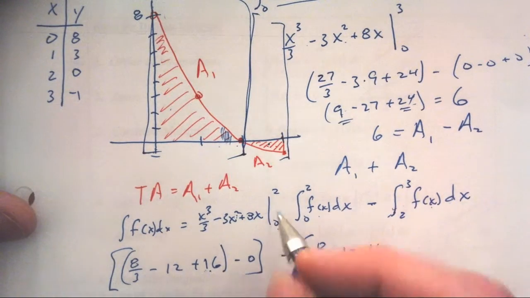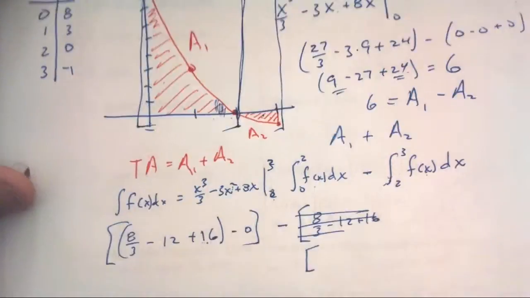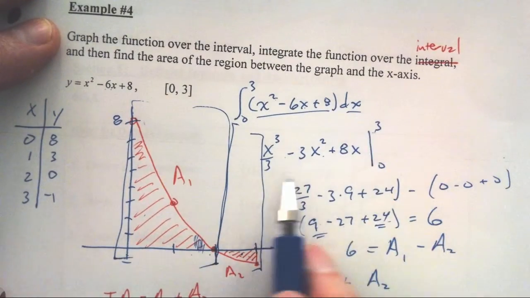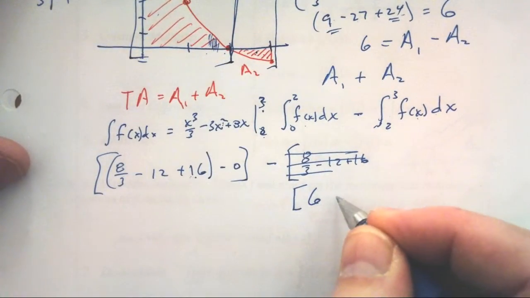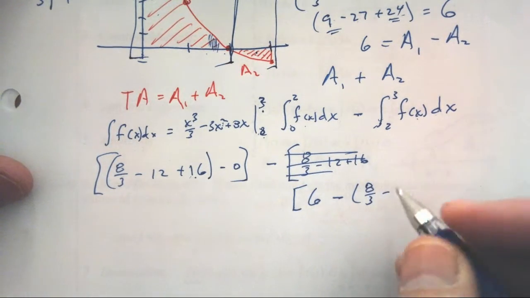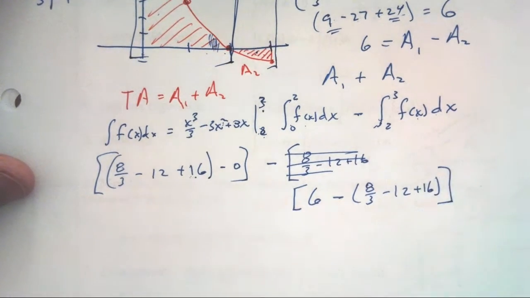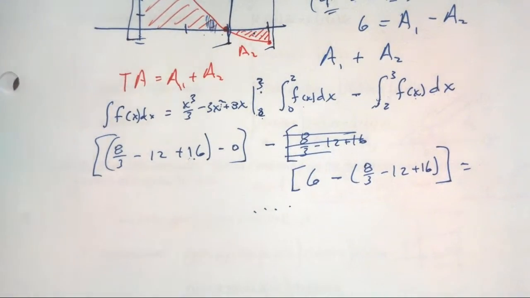We're going from 2 now to 3. Oh, I should have put in 3 first, excuse me. Minus, so sorry. The value at 3 we get is the same value we got up here at 3. 6. We get 6 minus, now put in 2, 8/3 minus 12 plus 16. And when we get done with that, I'm going to leave that to you in the calculator. It'll give me an opportunity to show you what's going on.